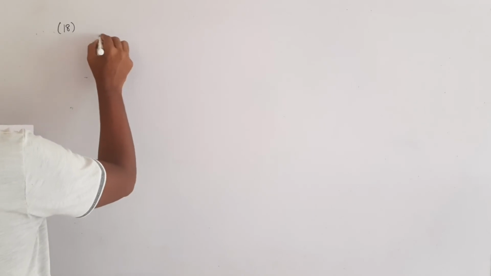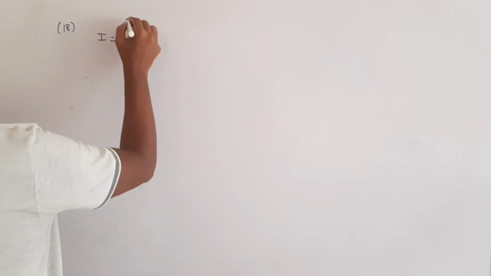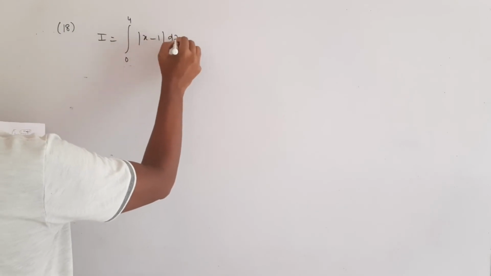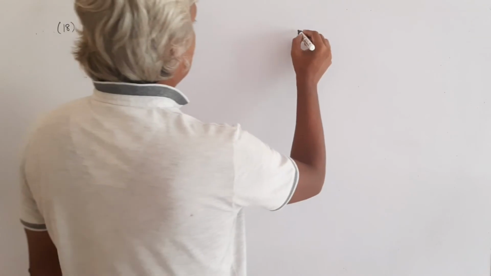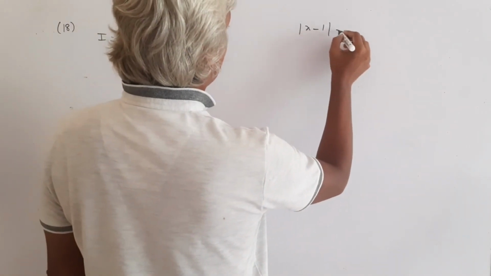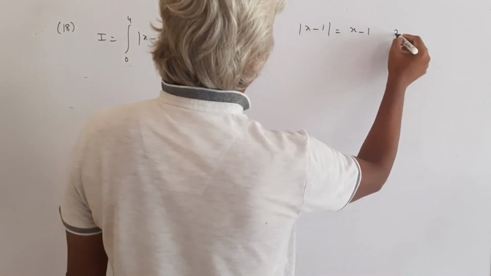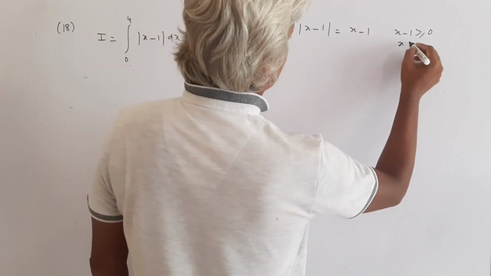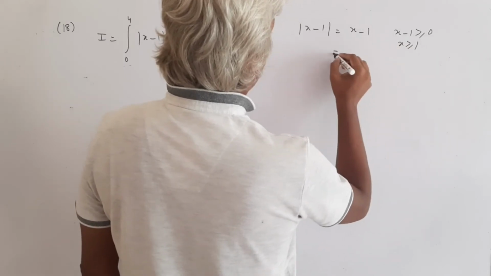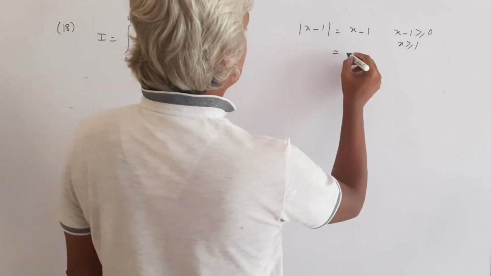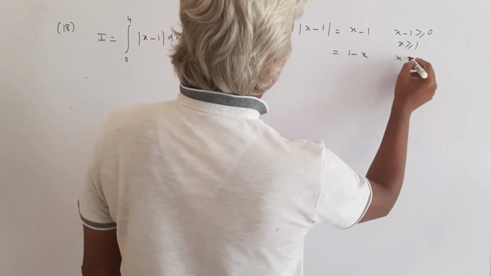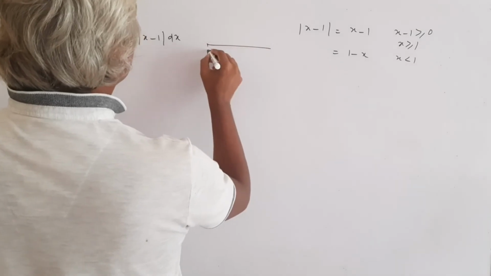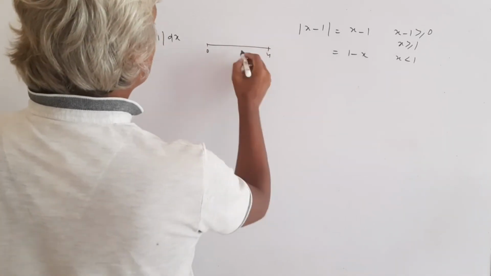Question 18. Find the integral I, 0 to 4, mod x minus 1 dx. So again by definition, mod x minus 1 will be x minus 1 if x minus 1 is greater than 0, means x greater than or equal to 1, and equal to the negation of this, that is 1 minus x, if x is less than 1. Now we have to find 0 to 4.